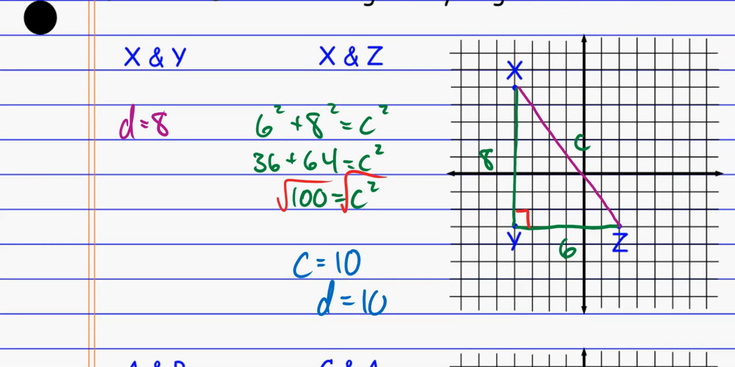So I'll change it to d. I'll say d is 10 this time instead of c. Essentially, I do the same thing that I've been doing. I just have to count the two legs of the triangle. Anytime I want to find the distance, I can form a right triangle and find the distance that way.